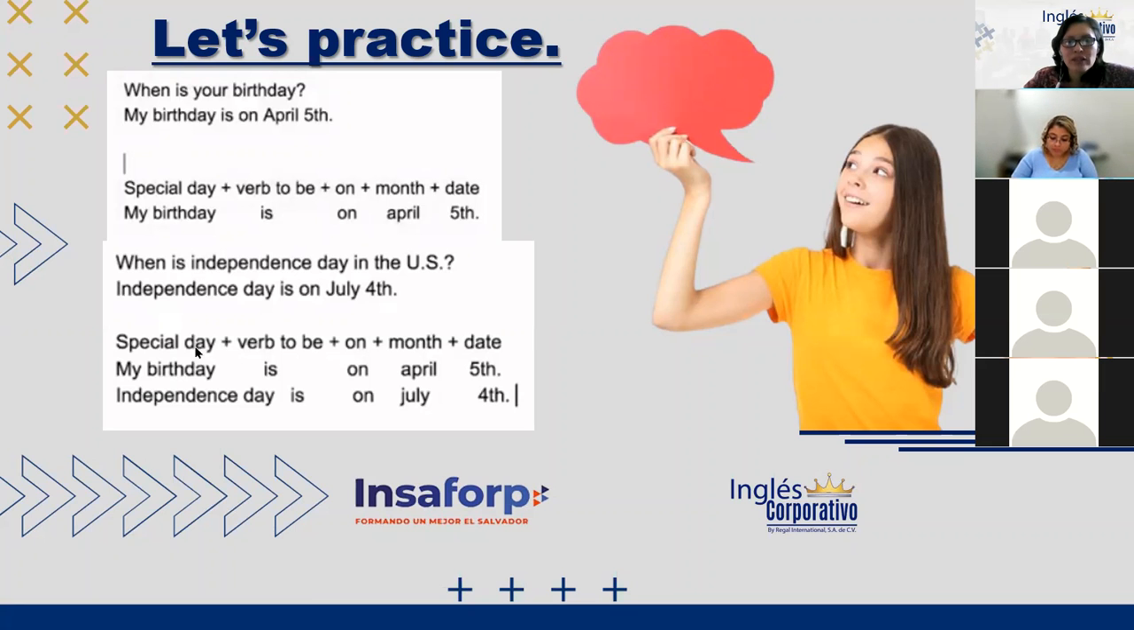Bueno, tenemos luego el special date, que es lo que acabamos de hacer, ¿verdad? Verb be, on, month, and date, right? Entonces, ahí pues depende, ¿verdad? Cómo lo vamos a expresar. Entonces, no sé si hay alguna pregunta hasta el momento, chicos. No question. Okay, very good.